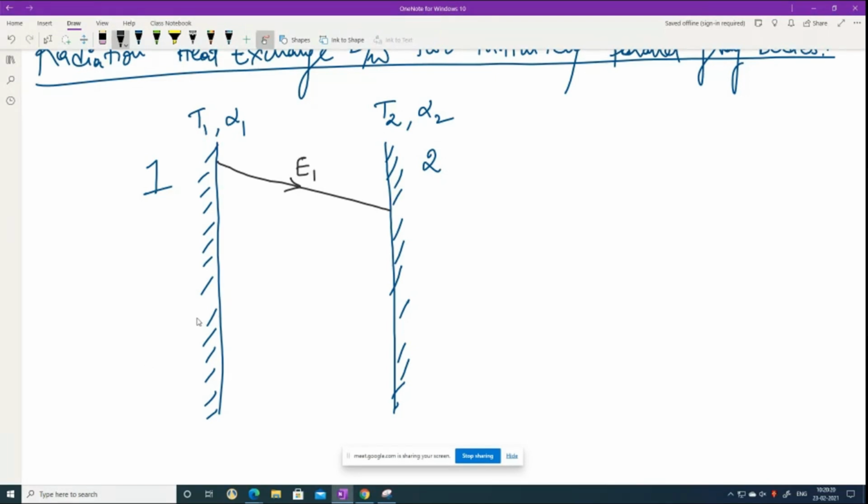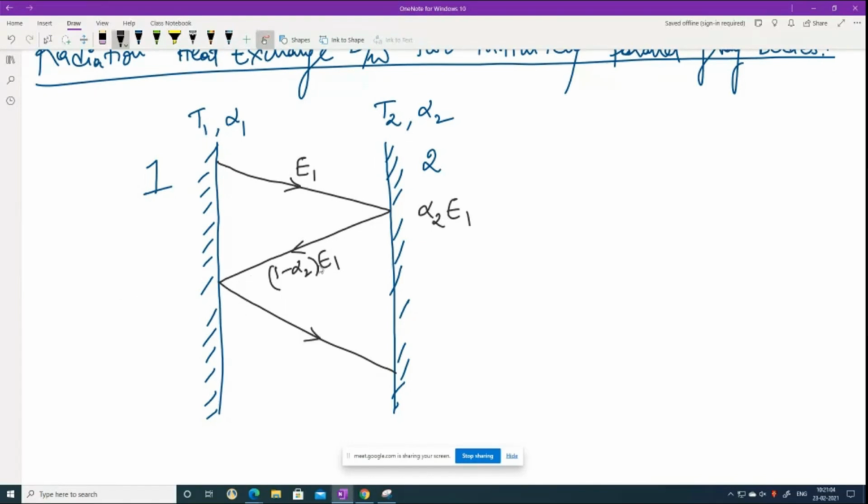Okay. So if that is the case, what will be the value of this one? If the absorptivity is alpha 2, what will be the value of this one? What will be absorbed here? Alpha 2 into E1 will be absorbed, and the remaining thing will come out. What is the remaining thing? 1 minus alpha 2 into E1 will be coming out of it. So what will be absorbed on this side here? What will come out here?